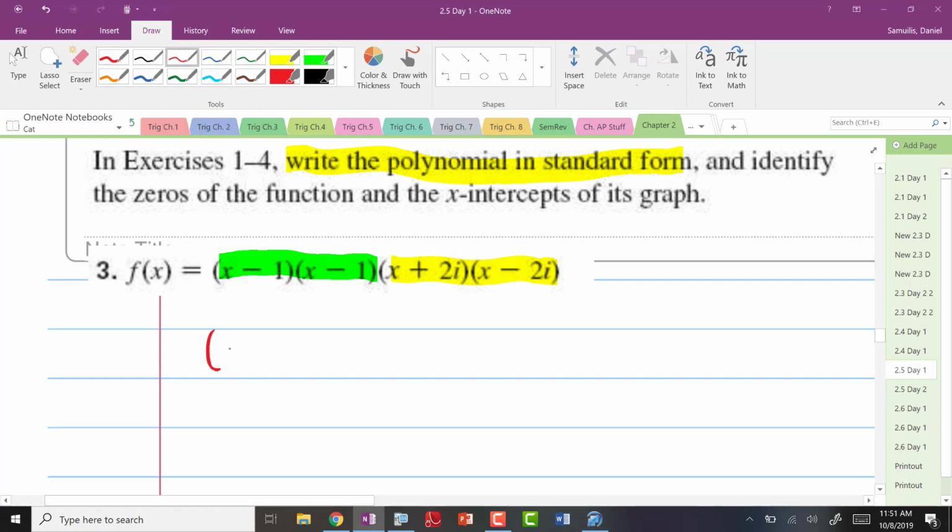And then here's what I mean about foiling fast. x squared, negative x and negative x, no time. No time. He goes too fast. It's because you should already know how to do that.